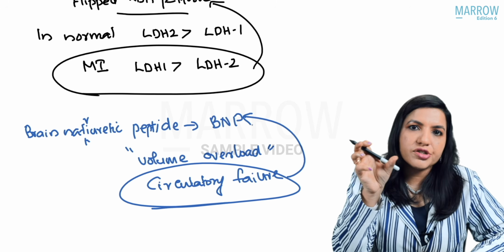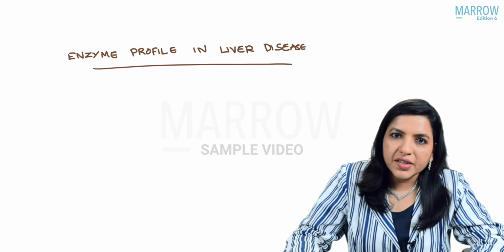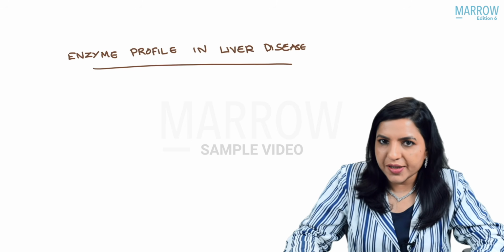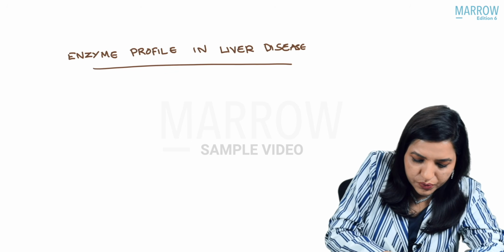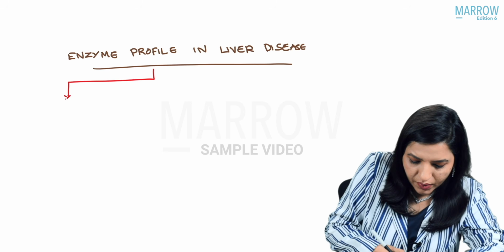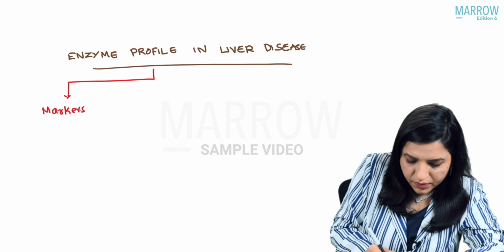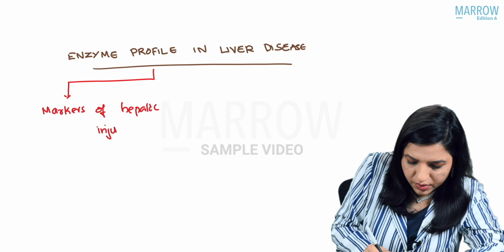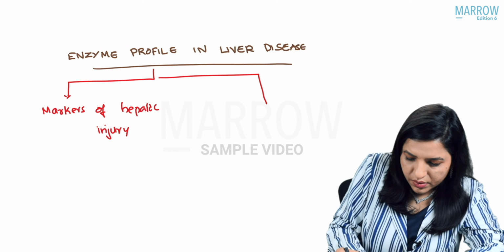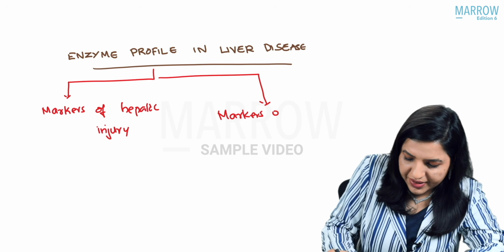So with that, we finished the importance of cardiac biomarkers. So now we'll start the enzyme profile in liver disease. The enzyme profile that is used in liver disease is divided into two: markers of hepatic injury and markers of cholestasis.